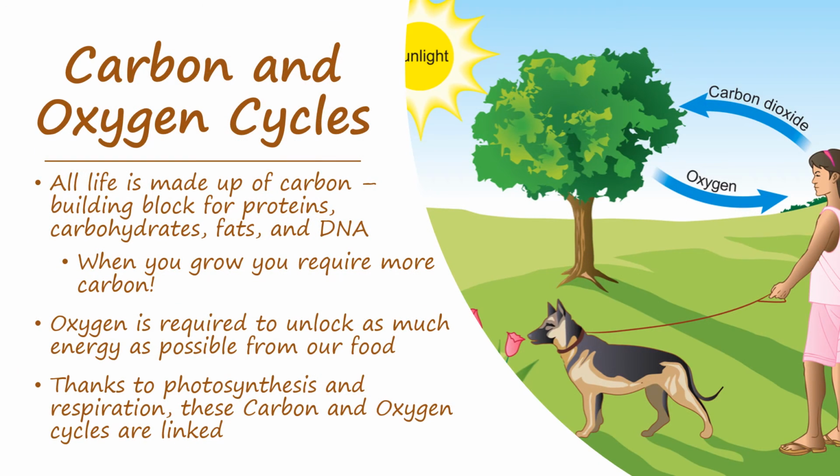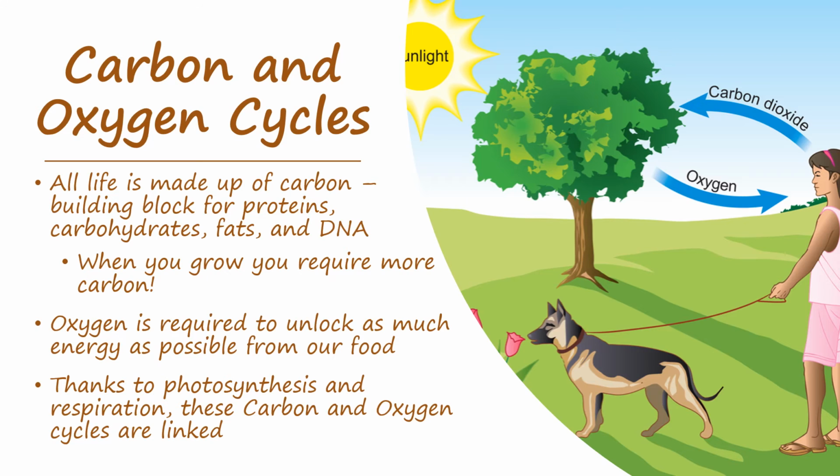Now moving on away from the water cycle, we have the carbon and oxygen cycle. Mostly what we're talking about here is photosynthesis and what we call respiration. So we breathe in oxygen and we breathe out carbon dioxide. Plants take in carbon dioxide and give off oxygen, and we cycle it between each other that way.